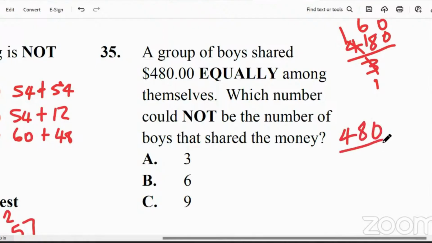So we're going to be dividing this number by 6. All right, 6 into 4, we can't, so we go 6 into 48. 6 into 48 goes 8 times, and then 0. So 480 could be divided by 6. Let's see if we could divide it by 9.